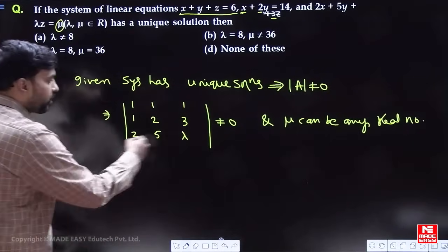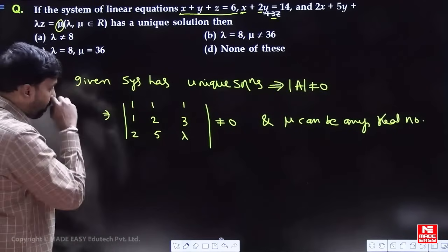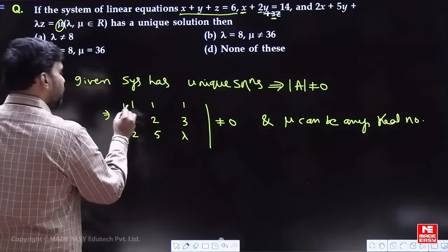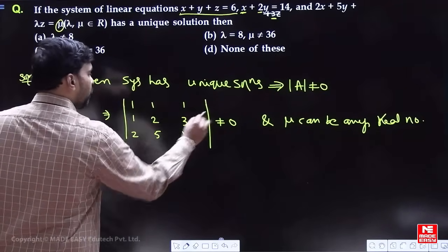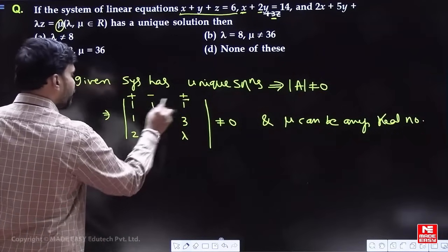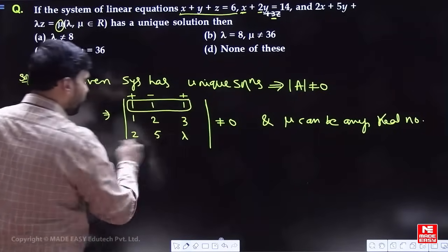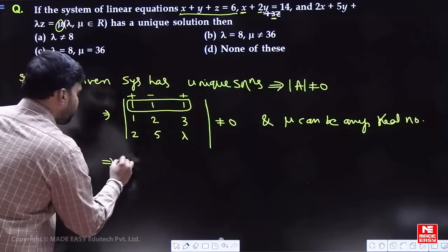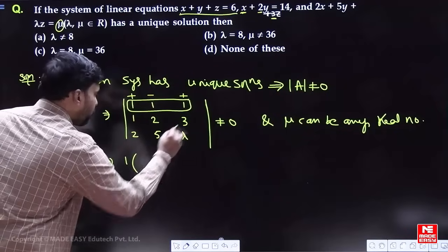Then in this case, you have to find out the value of lambda. So let us expand this determinant. This is plus, minus, plus, right? We will fix the first row and expand this determinant as 1 into 2 lambda minus 15.